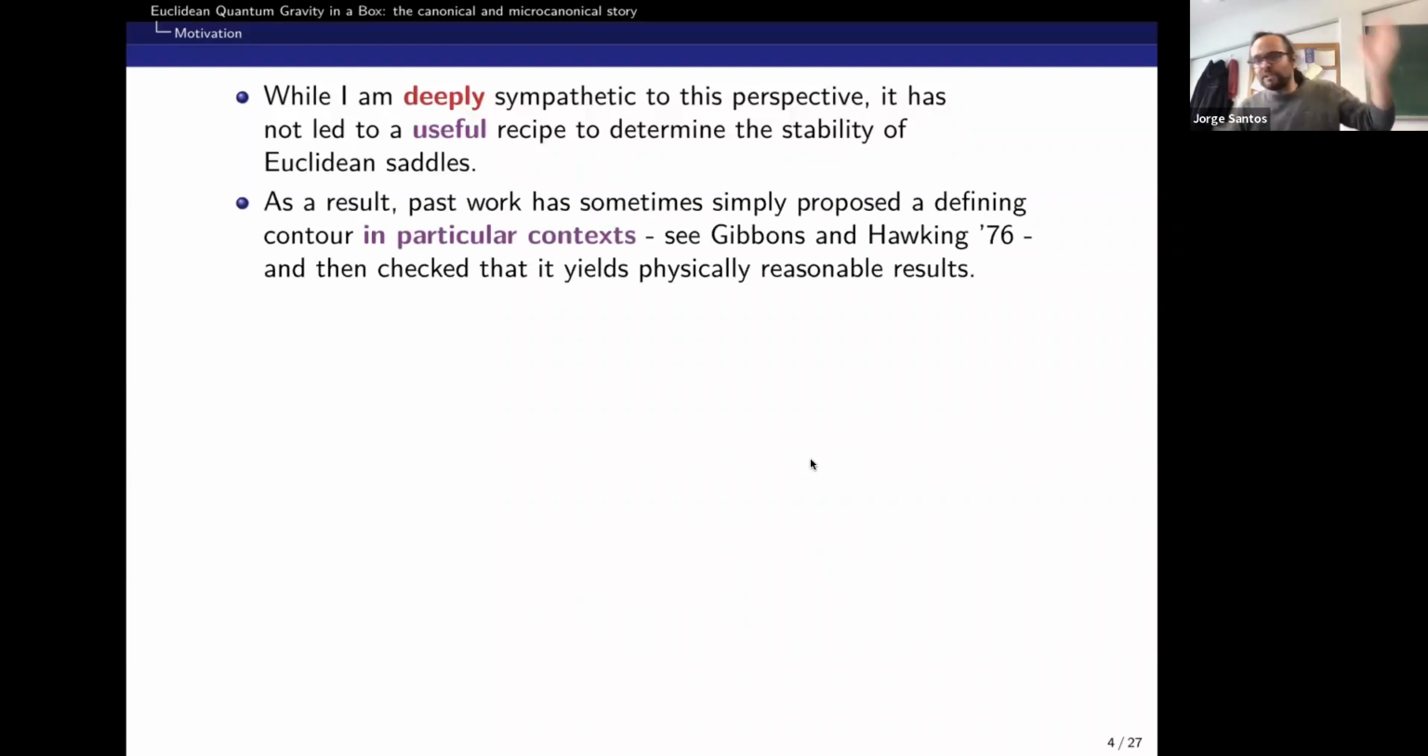Now, you might ask, so what have people done in the past? Because we've been talking about Euclidean path integral since the 70s. This didn't stop there. So what have people done in the past? Well, in the past, for certain particular contexts, what these gentlemen did in 76 was to say, let us just Wick rotate the conformal factor. That guy is giving us trouble, okay?